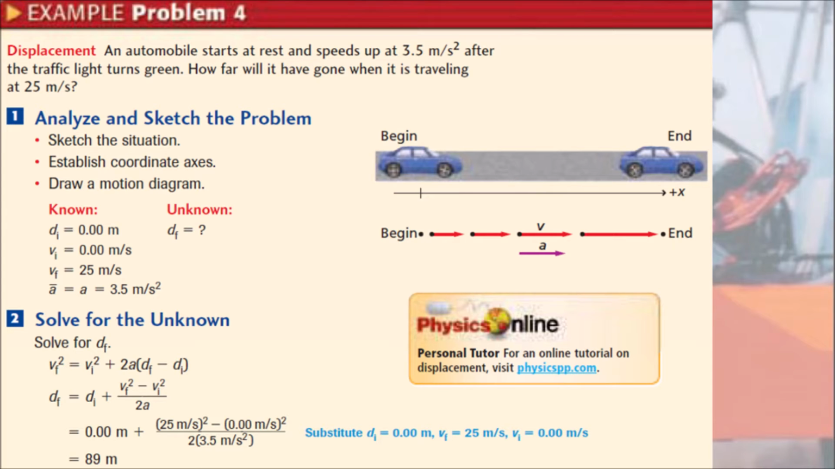So if I take my final velocity squared is equal to initial velocity squared plus 2AD, and I substitute in, we can rearrange the formula first, or we can substitute in. I find that most students would prefer to substitute in the values and then work it out. When you do that, you get 89 meters. So in that time that it took him to accelerate to 25 meters per second, he traveled a total distance of 89 meters.